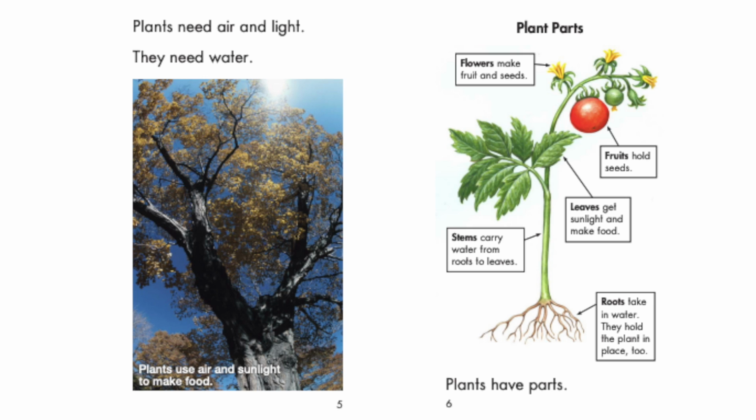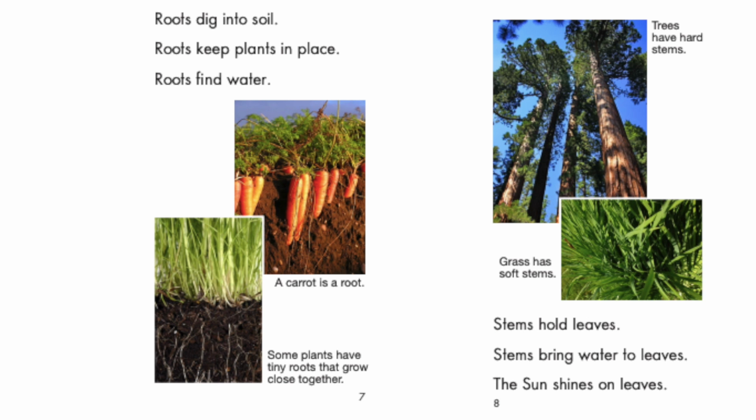There are two more parts of a plant. The flowers make fruit and seeds. Fruits hold the seeds. Roots dig into the soil. Roots keep plants in place. Roots find water. Stems hold leaves. Stems bring water to leaves. The sun shines on leaves.